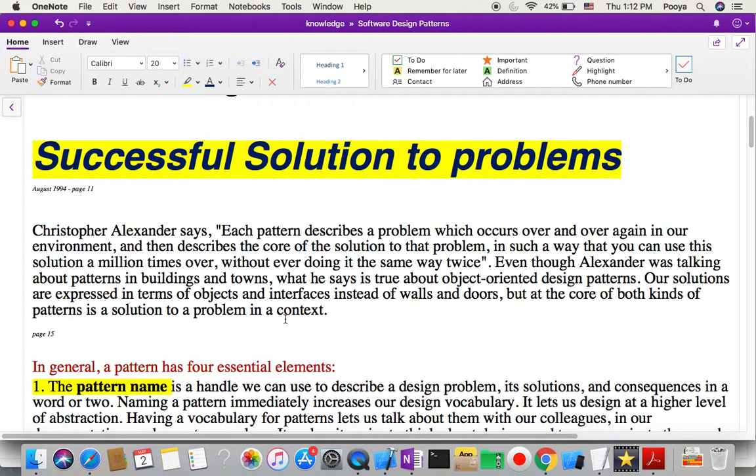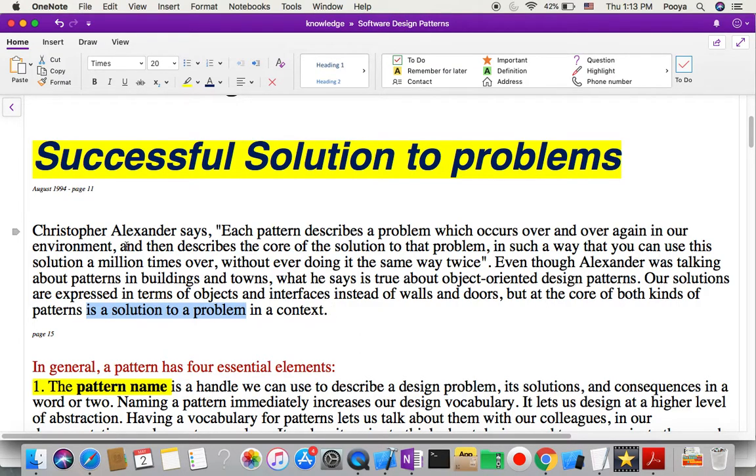Okay, so Christopher Alexander says each pattern describes a problem which occurs over and over again in our environment, and then describes the core of the solution to the problem in such a way that you can use this solution a million times over without ever doing it the same way twice. Even though Alexander was talking about patterns in buildings and towns, what he says is true about object-oriented design patterns. Our solutions are expressed in terms of objects and interfaces instead of walls and doors, but at the core of both kinds of patterns is a solution to a problem in a context.